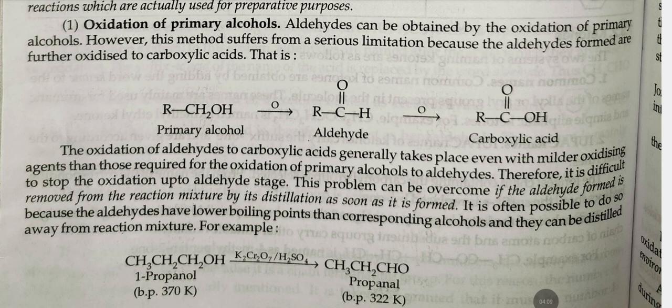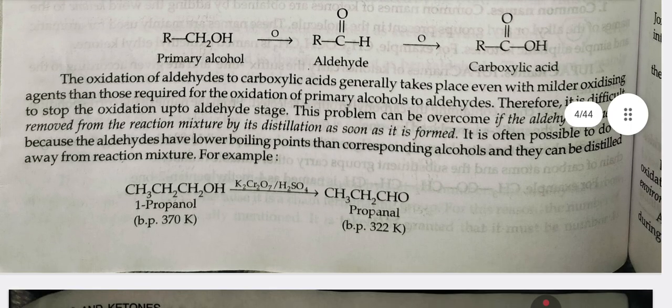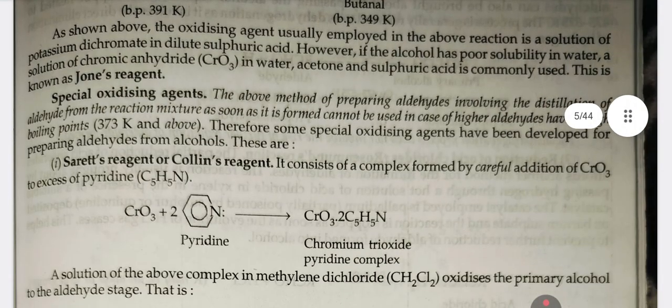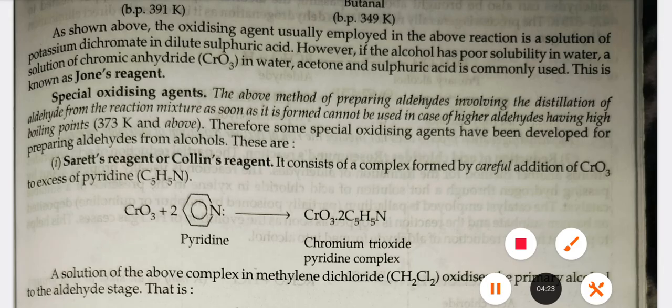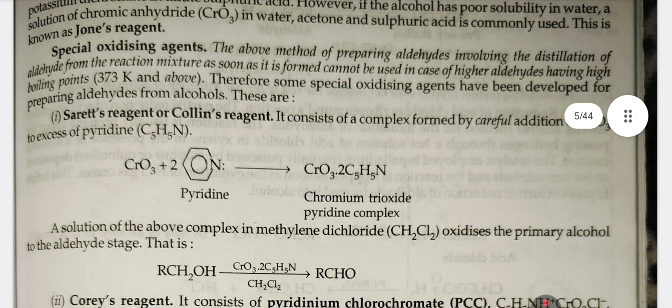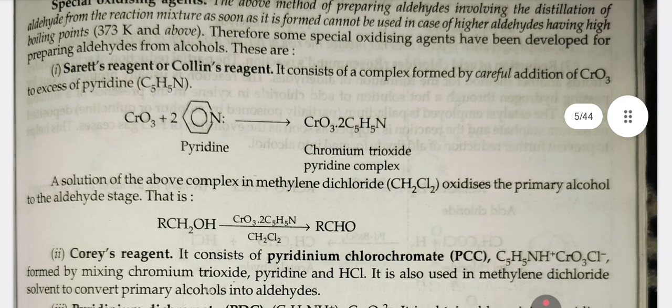However, this method suffers from a serious limitation because the aldehyde formed is further oxidized to carboxylic acid, that is, RCH2OH gives RC double bond O, and then RC double bond OH. Second, special oxidizing agents. The above method of preparing aldehydes involves the distillation of the aldehyde from the reaction mixture as soon as it is formed. It can't be used in the case of higher aldehydes having high boiling points. Therefore, some special oxidizing agents have been developed for preparation.